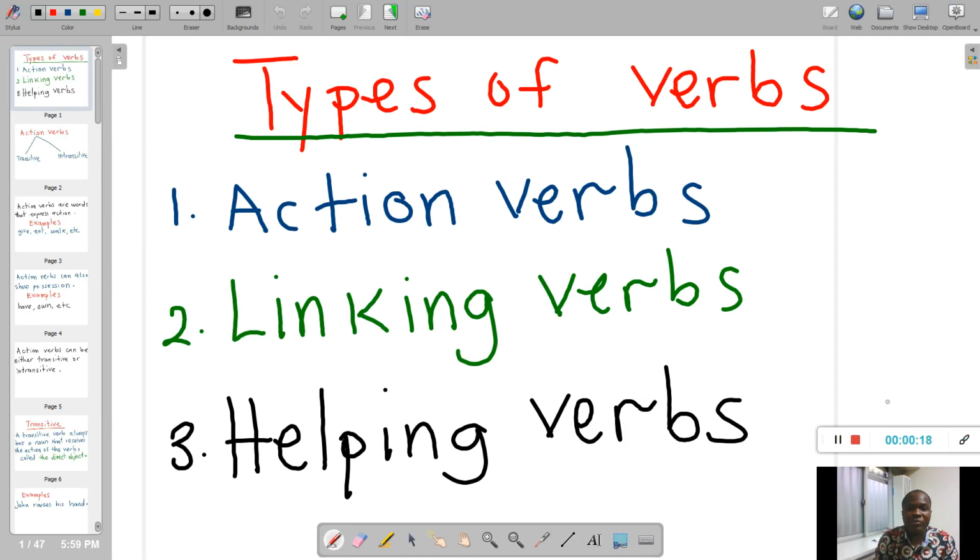First, we want to look at the types of verbs quickly. Now we talk about definition. Types of verbs. Number one, we have action verbs. Number two, we have linking verbs. Number three, we have helping verbs. Let's go one more time: action verbs, linking verbs, and the last one, the third one, helping verbs. Very good. Let's move on to the next.